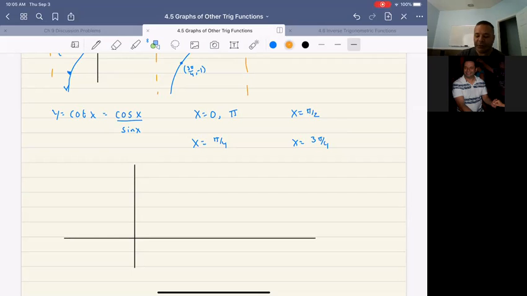So when x equals 0, sine of 0 is 0, as is sine of pi. So now our asymptotes are going to be at 0 and pi.